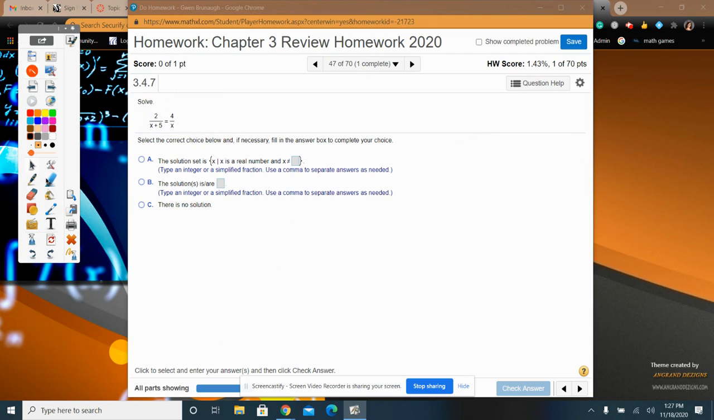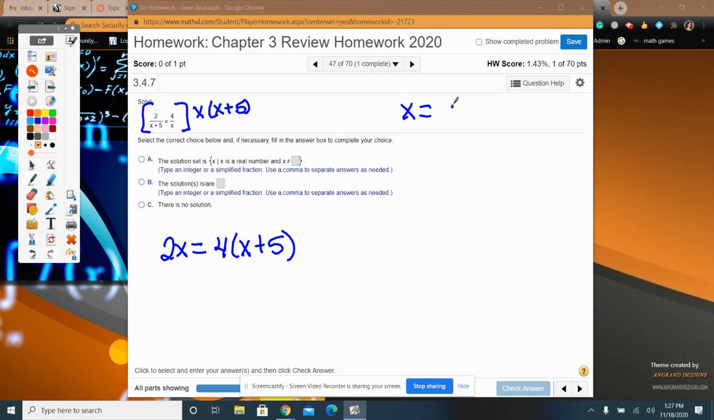Okay, how about this one? To clear out everything, I'm going to have to multiply by the x plus 5 and the x. So I'm going to multiply by an x and an x plus 5. That will leave me with an x for the first guy, but I'll have to take that times 2. So 2x equals, the x's will cancel here, and I'm left with a 4 times an x plus 5.